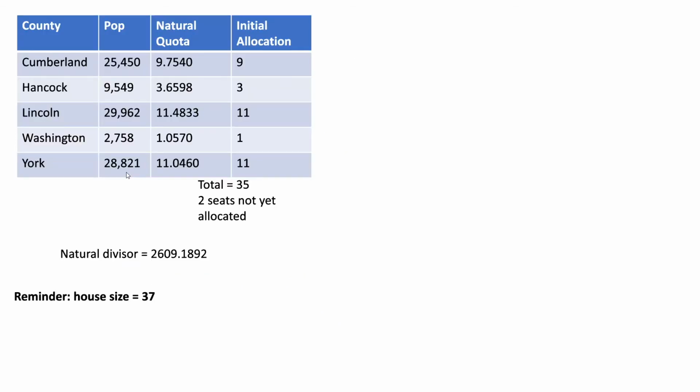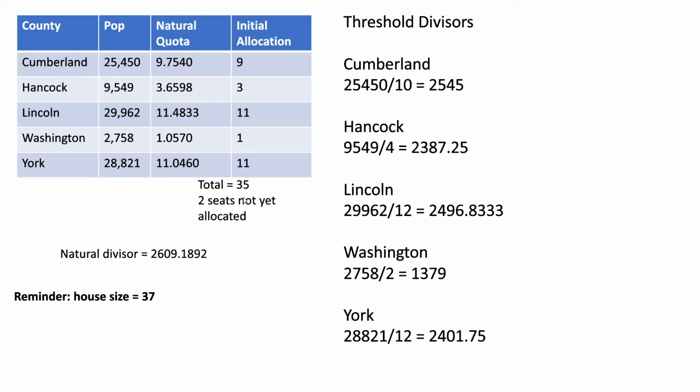Now let's look at this example again that we had in the last Jefferson's method video. So just remember, our house size here was 37. We had our natural quota here. We had our initial allocation, which was too small. These would be our threshold divisors for Jefferson's method.